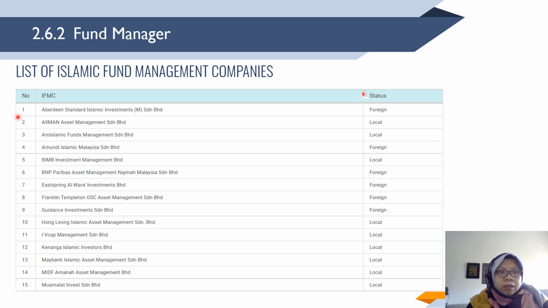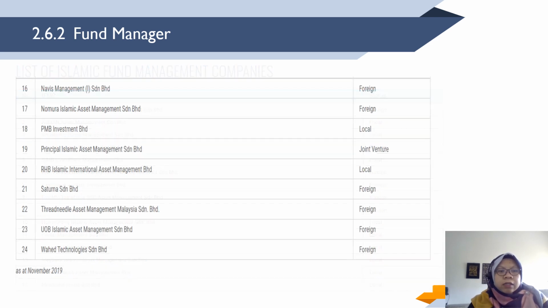For example, Abrdn Islamic Investments Sdn Bhd, which has foreign status. Aiman Asset Management Sdn Bhd is a local company. Islamic Fund Management Sdn Bhd, local. Maybank Islamic Malaysia Sdn Bhd, foreign. BIMB Investment Management, local. PNB Faryas Asset Management Najmah Malaysia Sdn Bhd, foreign. Spring Al-Wara Investment Berhad, foreign. Okay, and so on, until 24 fund management companies in Malaysia.